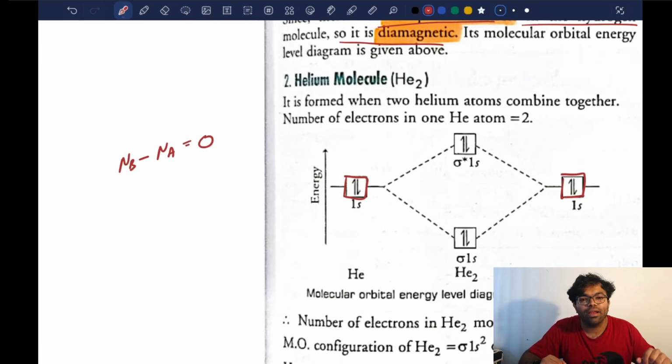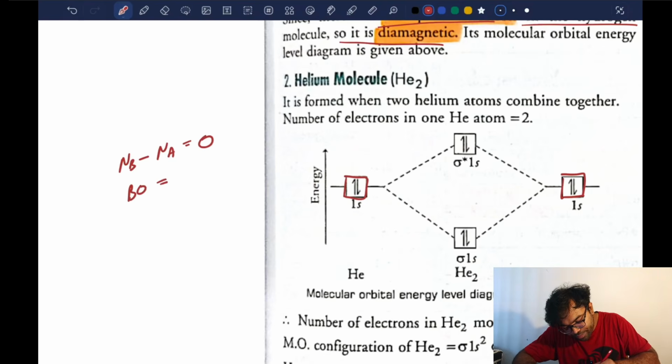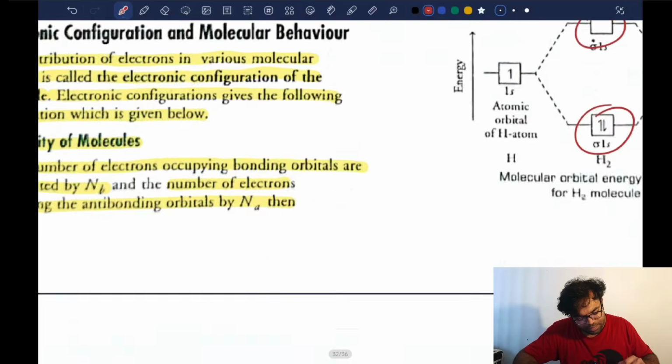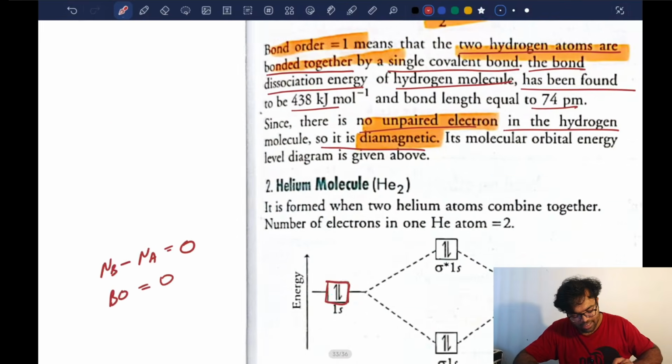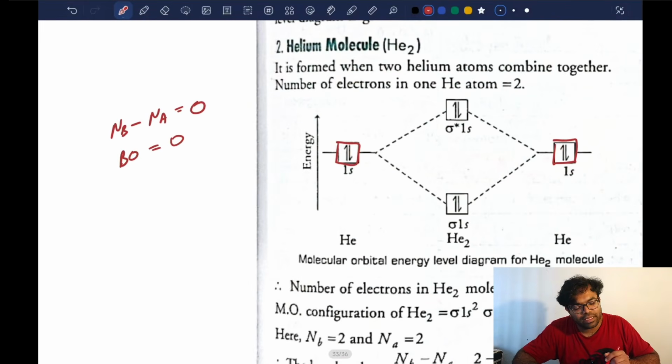So this is one of the major reasons why the helium molecule does not exist, right? Helium is a noble gas. It can stay on its own. It does not have a requirement to bond with anybody. So the helium molecule does not exist. This is the reason why. The bond order becomes what? 1 by 2 into 0 is again 0. So the nature of the bond does not exist in the case of helium. There is no bond length also.